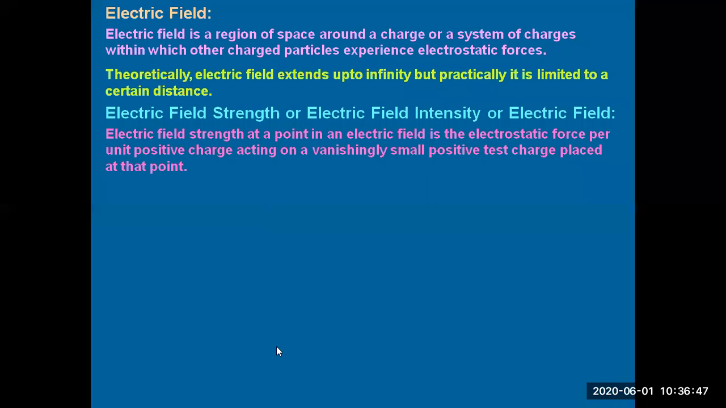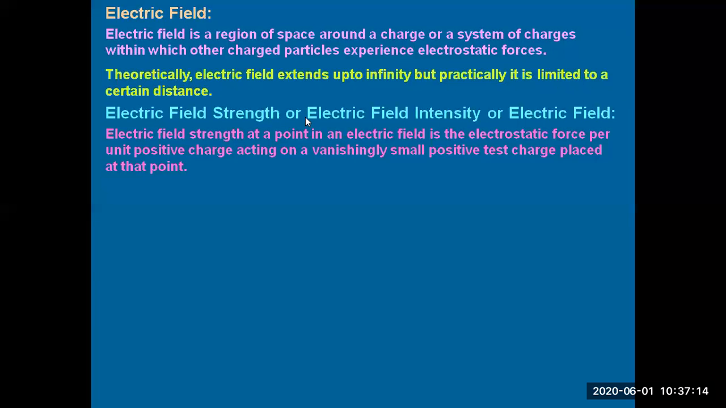For one charge, what is the electric field? That is what you're going to see in the topic called electric field strength, or you can use the word electric field intensity. How much force is needed for one positive charge? That is called your electric field strength. I told you vanishingly means it is disappearing. Small positive charge, a single positive charge is what you have to consider here.